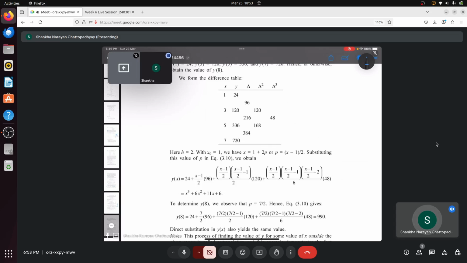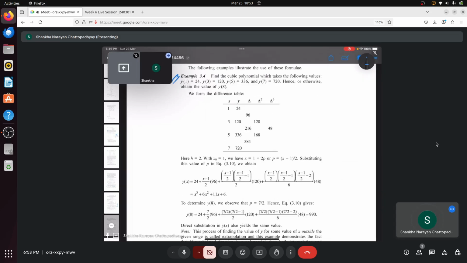So how will you calculate the forward difference? Just 120 minus 24, you get 96; 336 minus 120, 216; 720 minus 336, you get 384. Then from these two, 96 and 216, you get 120. From 384 minus 216, you get 168, and finally you compute this 48. And what is your x? Your value is y8.